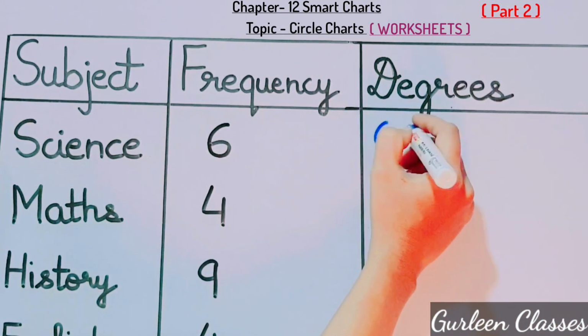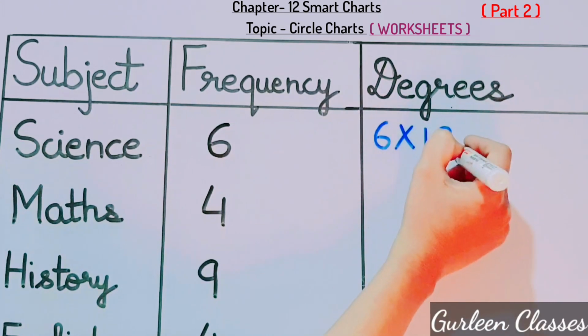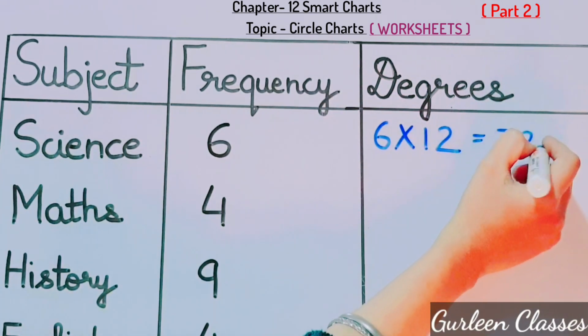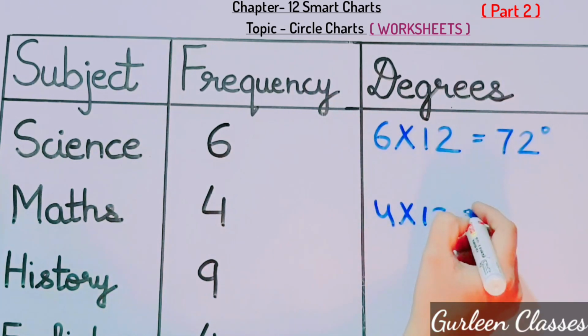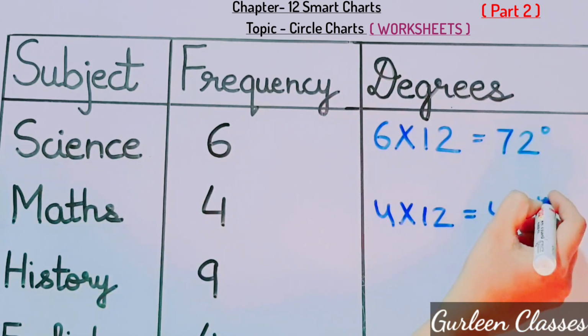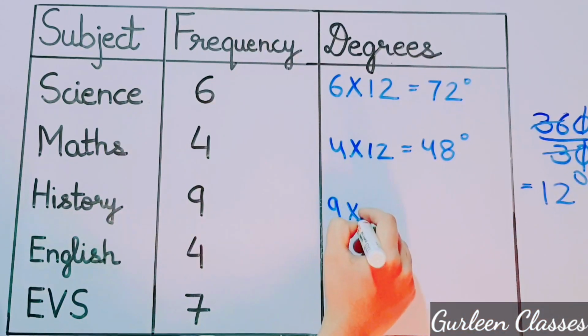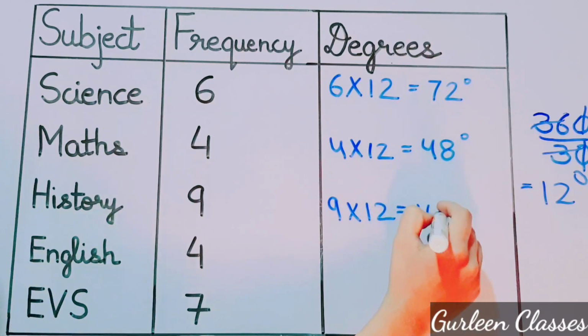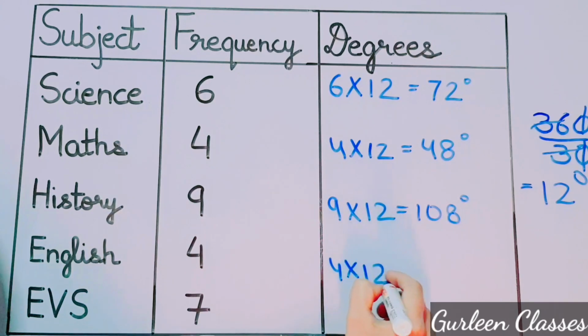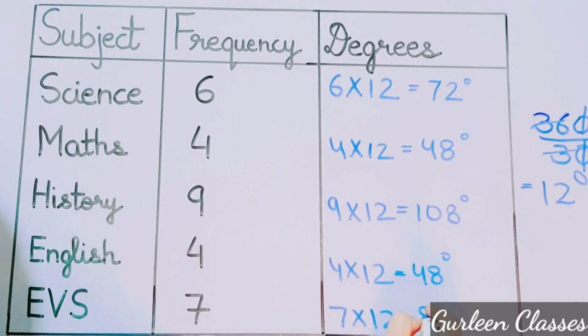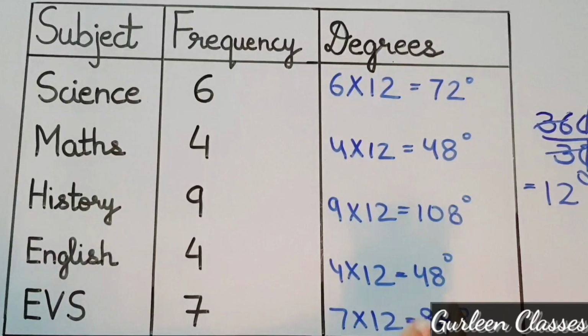So here 6 into 12 degree is equal to 72 degree. So maths is 4. So 4 into 12 degree is equal to 48 degree. Then history is 9. So 9 into 12, that is 108 degree. Then English is 4. 4 into 12, that is 48 degree. Then EVS is 7. 7 into 12, that is 84 degree. And if you add all the degrees, it will be 360 degree.